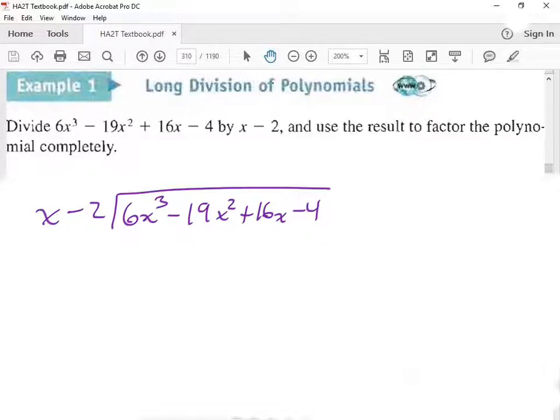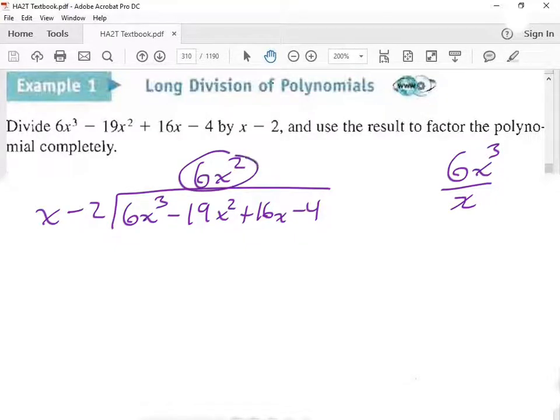So, to do long division, we're going to look at the first term here and the first term here. We're going to kind of ignore the minus 2. The minus 2 is just going to go along for the ride. Okay, what is 6x to the third divided by x? That's going to be 6x squared. So this is what I was doing in my head. I was going 6x to the third power, and I was dividing that by x. That's how I got 6x squared.